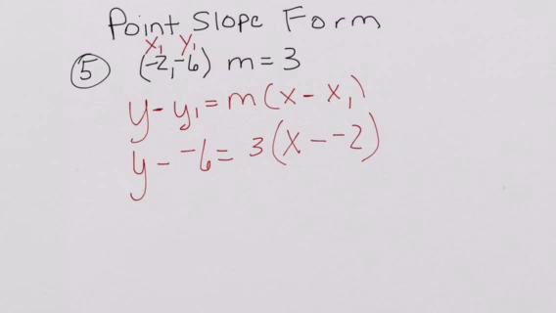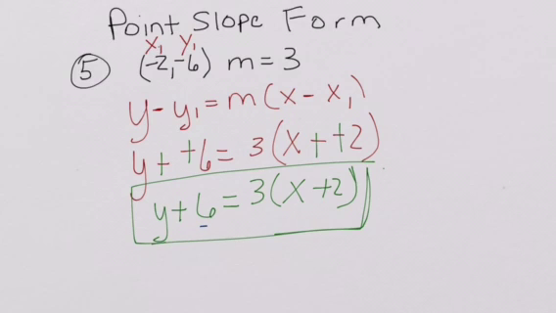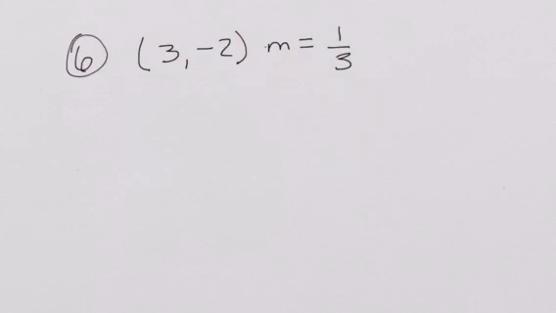When do we subtract? Never. We add a line and change the sign, add a line, change the sign. So our answer is going to be y plus 6 is equal to 3 times x plus 2. And that's how you put the equation in point slope form, because you can see the point that you used and you can see the slope that you used.